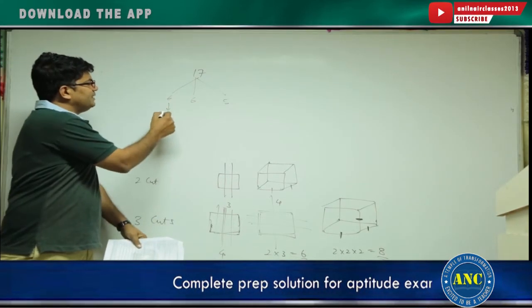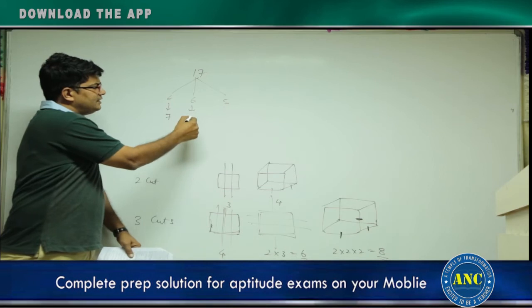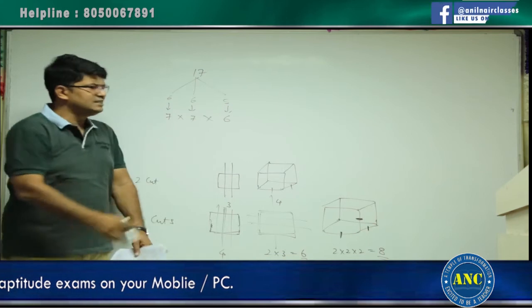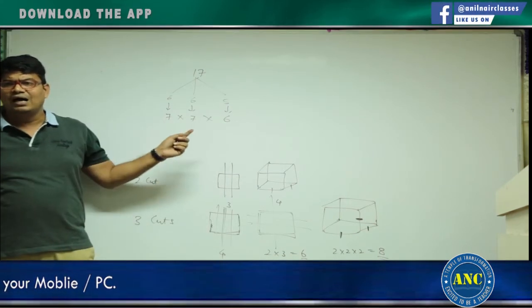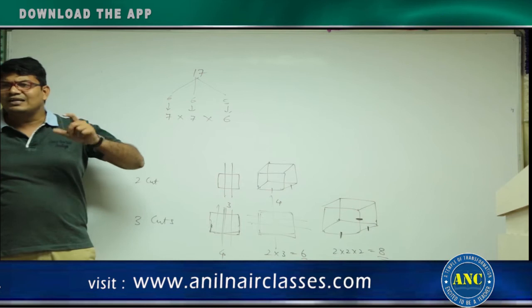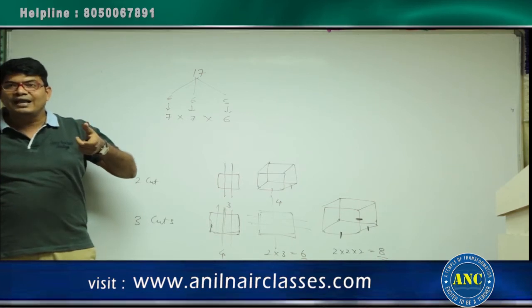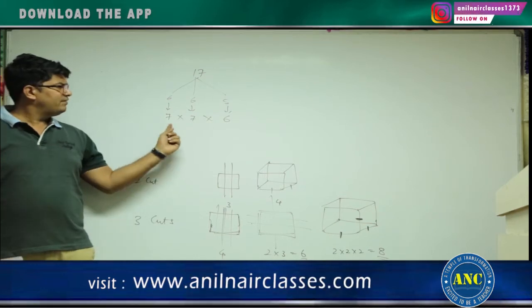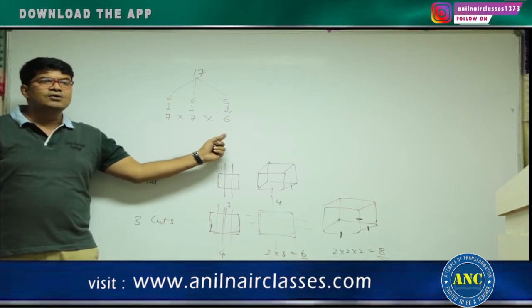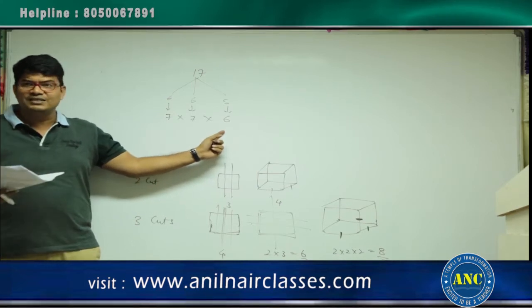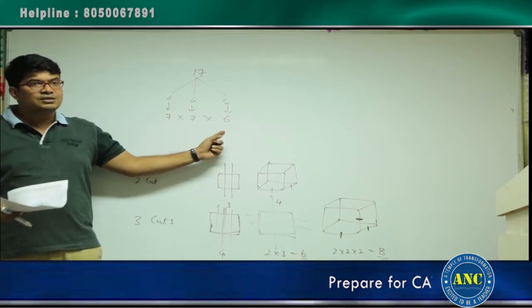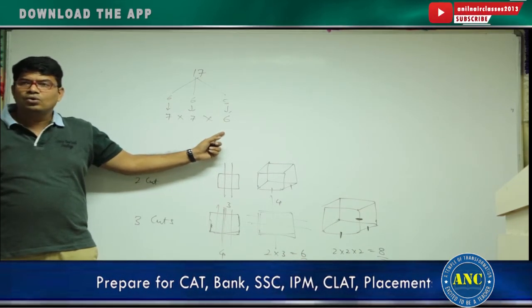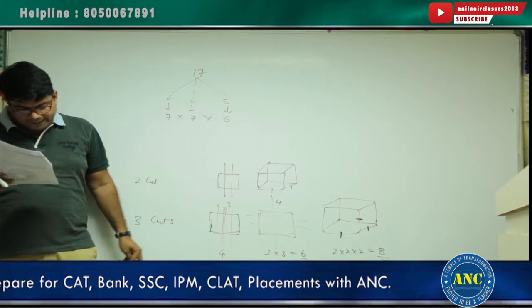For 6 cuts, how many pieces? 7. For 5 cuts, 6. Answer is 7 into 7 into 6. 7 7s are 49. 49 6s are 50 6s is 300, but 49 6s means 1 6 is less. So 6 less than 300. It is to be 294. Yes or no? Yes.